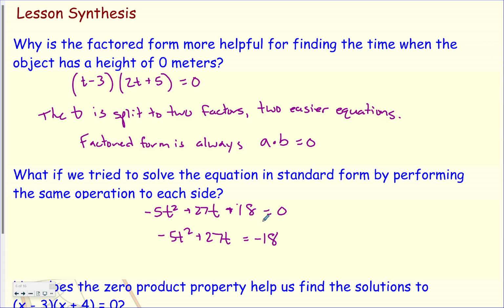The problem here that we get to is A, the equation no longer equals 0, and B, how do you split apart the t and the t squared? Dividing by t isn't going to help here simply because this 18 doesn't have a t on it. So we cannot split or divide t easily here.